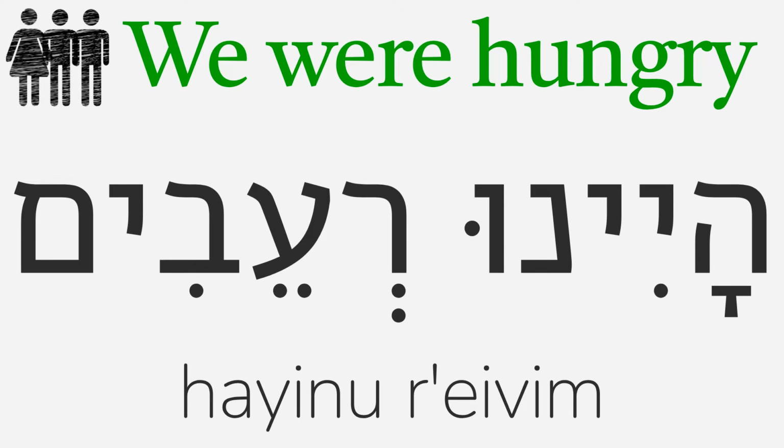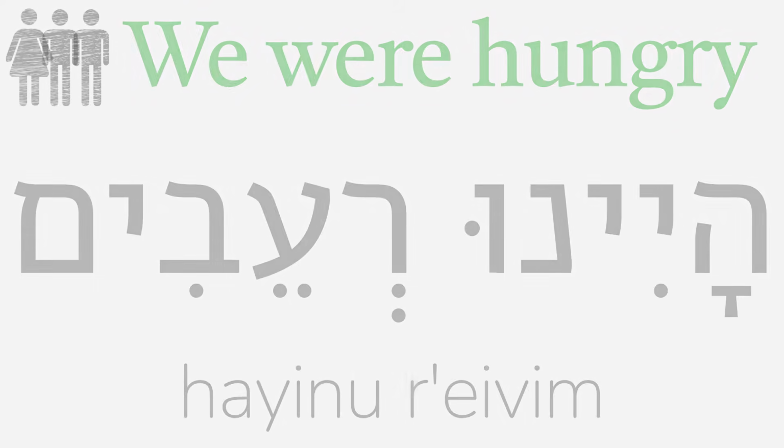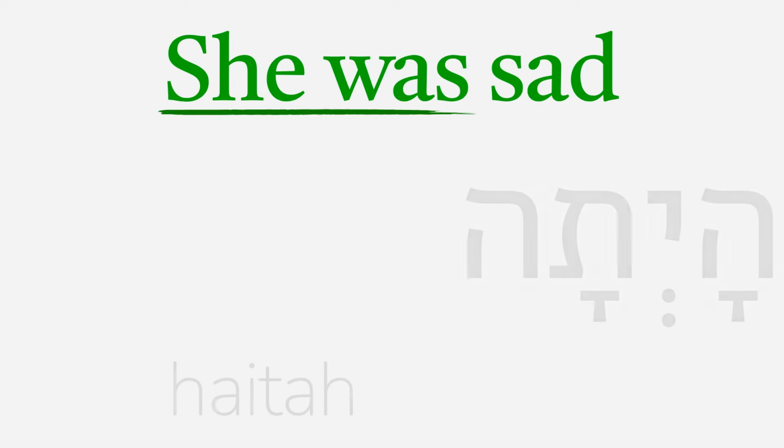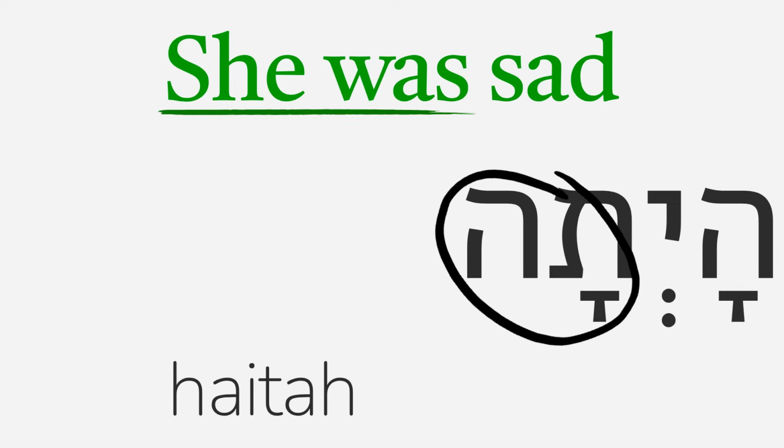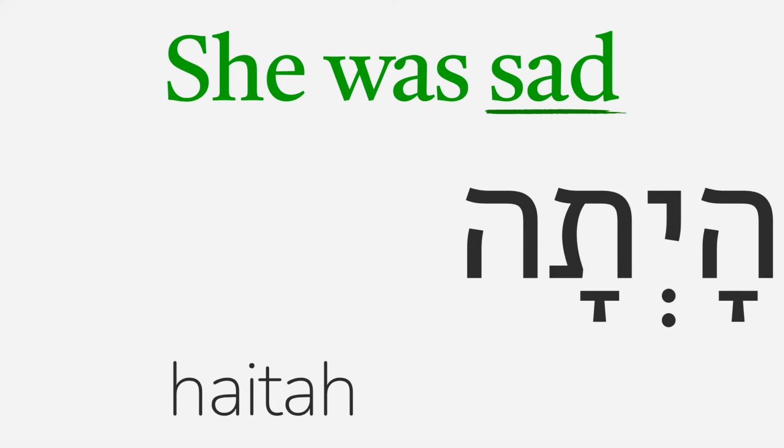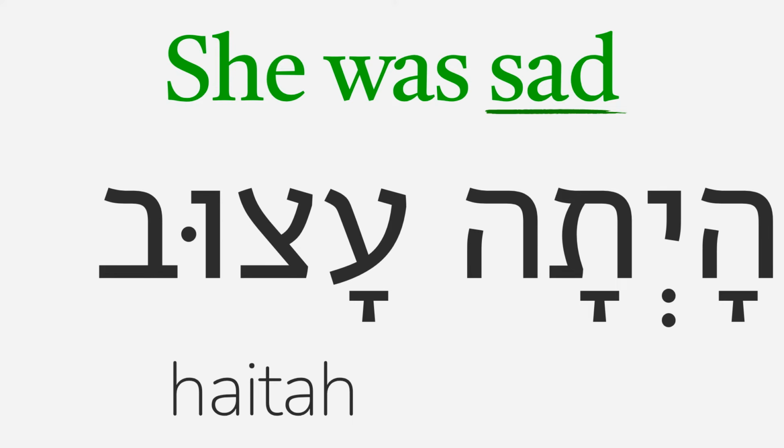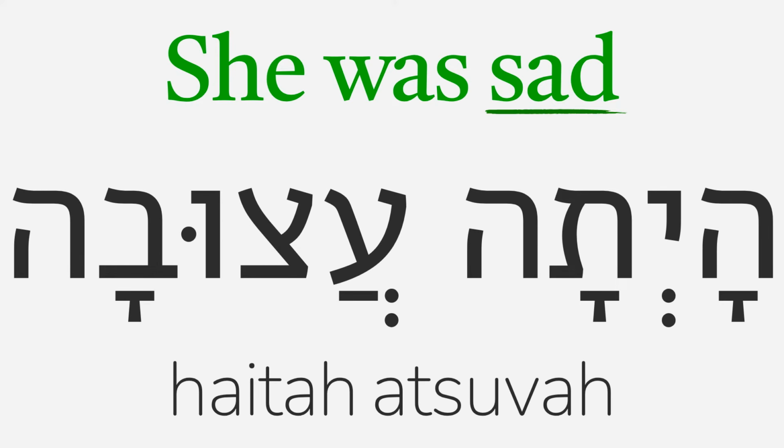Let's also say she was sad. She was is hayta, with the a ending. And sad will be the feminine singular form of atzuv, sad, which is atzuva, with an a ending. Hayta atzuva. She was sad.